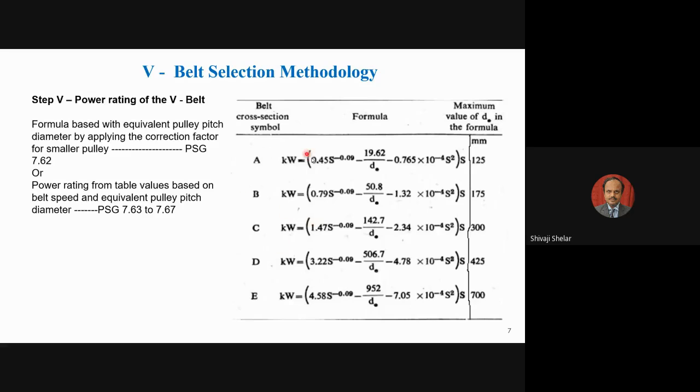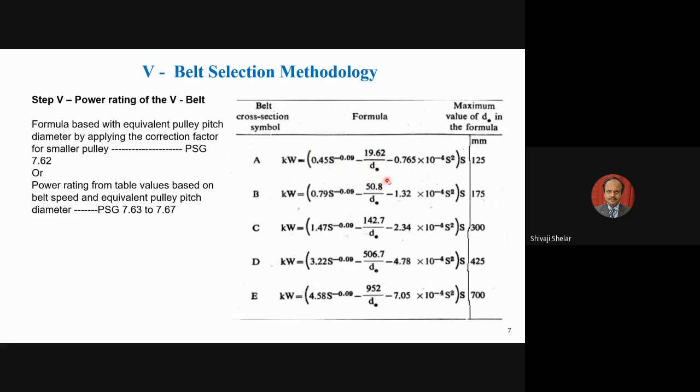If you want the exact power rating, then you have to go for this formula. In this formula, there are various terms. This kilowatt is the power rating of the belt section. Here V is the speed in meter per second. This is the DE. DE is the equivalent pitch diameter. Your smaller pulley diameter is Dp, or small d, the pitch diameter.